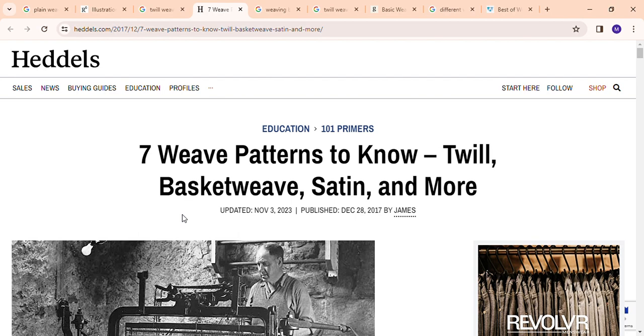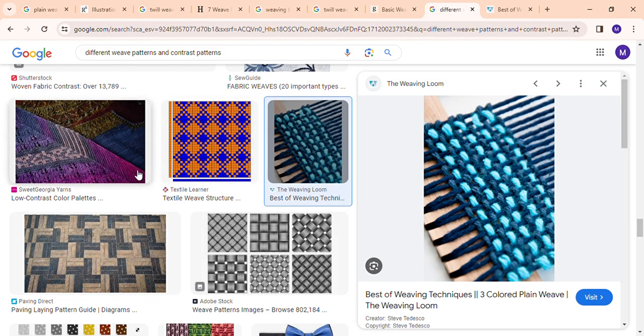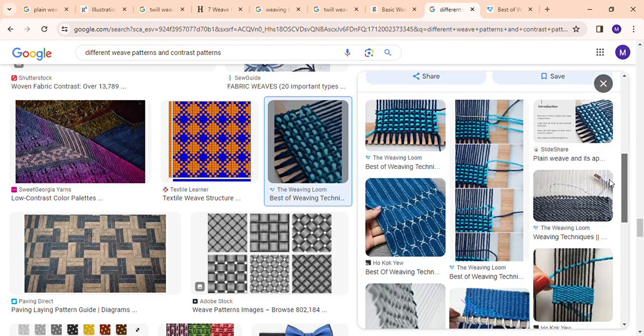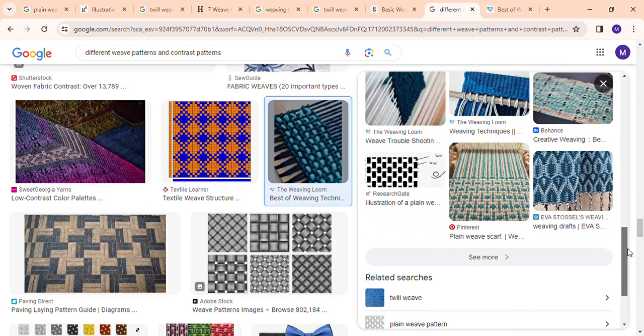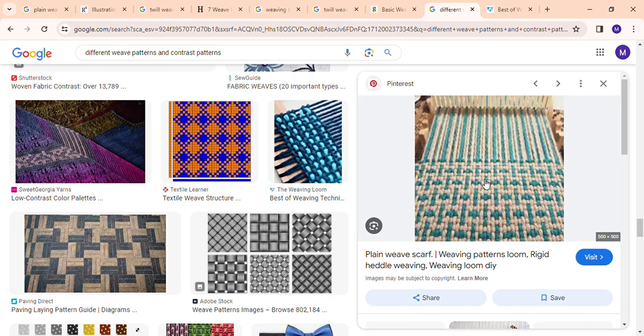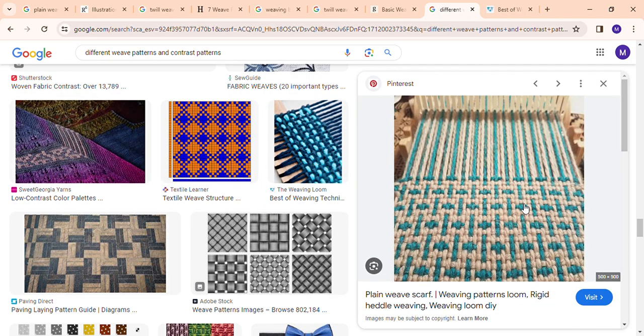But focus on these three, and focus on the color contrast, because in weaving, the color and the contrast is very important, because it will show your pattern, it will show your creativity, and it will show your understanding of the work. Okay, look at this picture. These are a lot of options on Google.